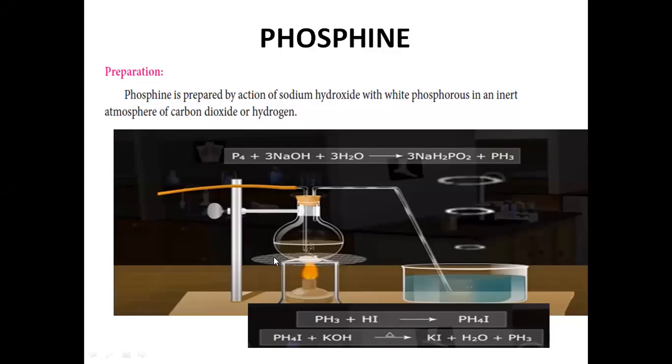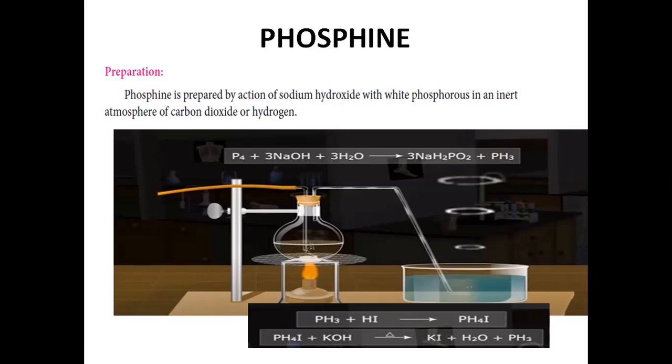We need to take the white phosphorus and the sodium hydroxide in a round bottomed flask. We need to maintain the temperature in an inert atmosphere, so we need to pass carbon dioxide or hydrogen gas. This is the reaction: the phosphorus reacts with the sodium hydroxide and water to give the hypophosphite and the phosphine.